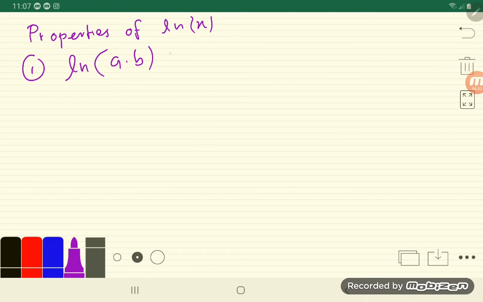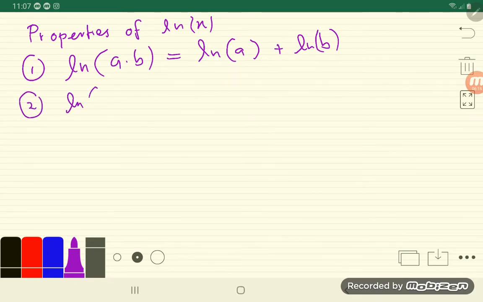Let's say the first one, if you have the value of ln a dot b, you can actually change the term into ln a plus ln b. The second one, if you have ln a over b, you can change the term into ln a minus ln b.